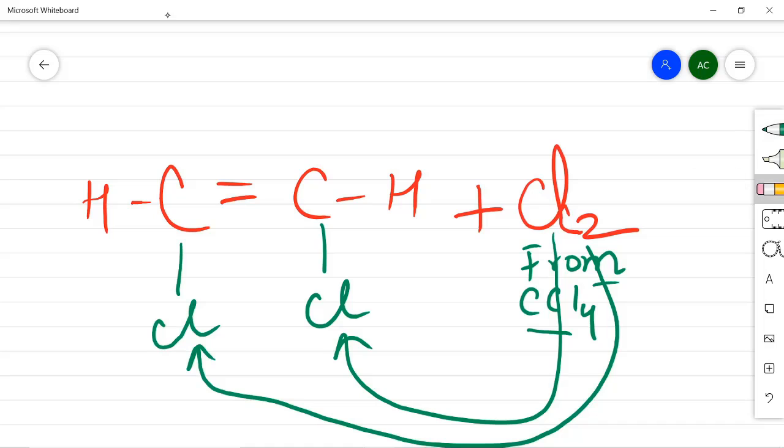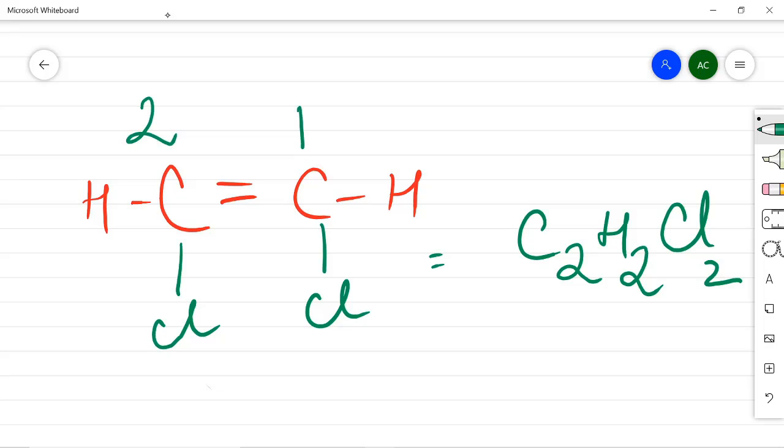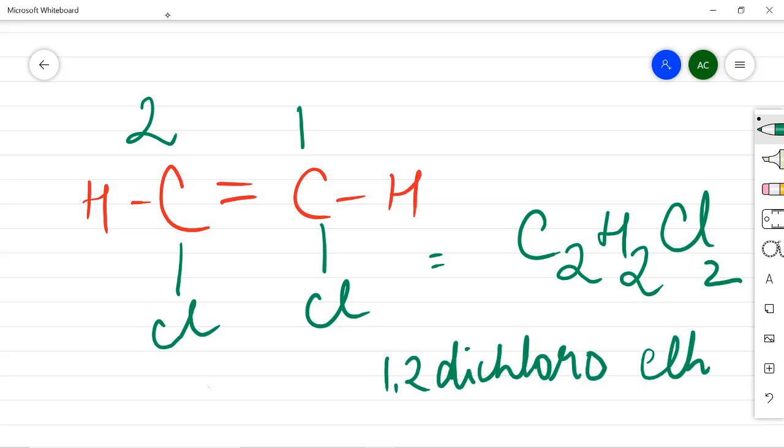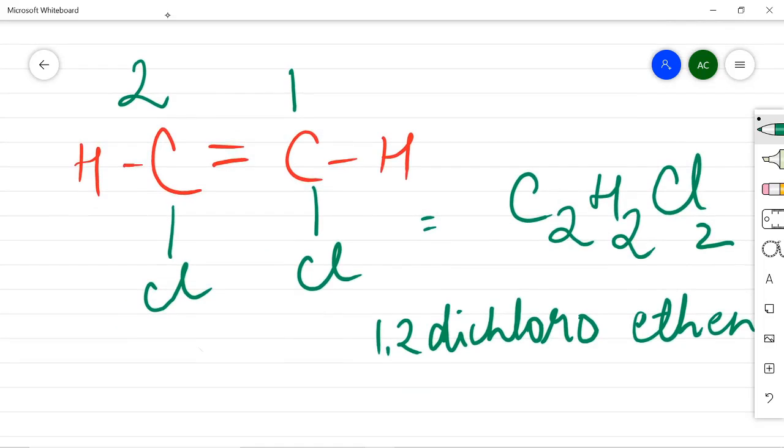So what is the structure now? It will be C2H2Cl2. So this is the formation of 1,2-dichloroethene. कैसे नेम करेंगे? 1, 2, 1 पे भी क्लोरीन, 2 पे भी क्लोरीन, तो 1,2 डाइक्लोरो, 2 क्लोरीन है, डाइक्लोरो, और 2 कार्बन है तो एथ, और एक डबल बॉन्ड है, इथीन। So this is the name of this compound, 1,2-dichloroethene. Further what will happen?